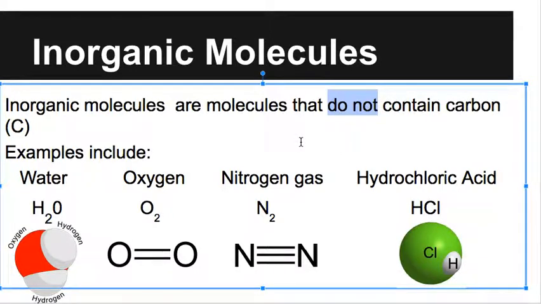There are a lot of these as well. They are important to life, but you don't always have these things in living things, though many of them you do. So water, for example, is H2O. There's no carbon in that. Oxygen is O2. Nitrogen, N2. Hydrochloric acid, HCl. Notice none of these have carbon. The C here goes with the Cl, so that's one atom of chlorine and not carbon. So anything that does not contain carbon is inorganic.